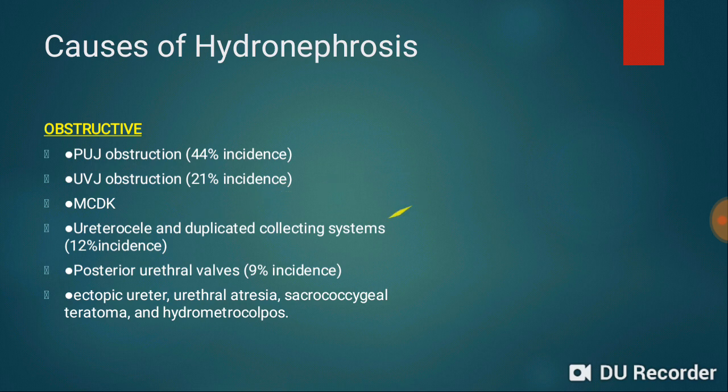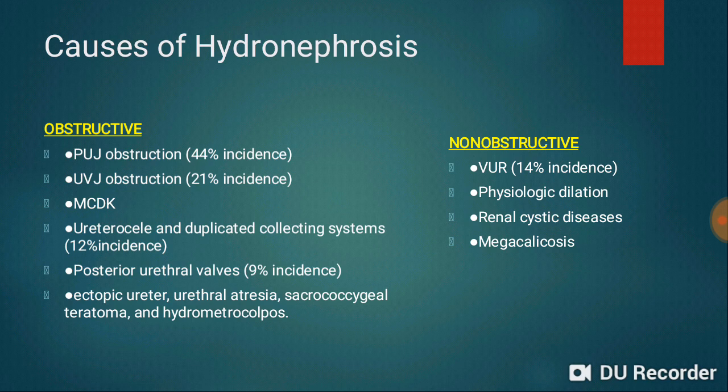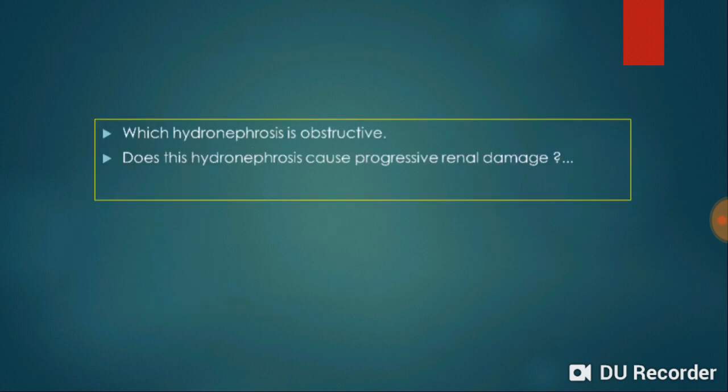Ureterocele and duplicated collecting system occur in up to 12% of cases. Posterior urethral valve accounts for 9%. Ectopic ureter, urethral atresia, sacrococcygeal teratoma, and hydrometrocolpos can also be obstructive causes. Coming to non-obstructive causes, it can be vesico-ureteric reflux, physiological dilatation of the urinary pelvis, renal cystic diseases, and megacalicosis. So these are the causes of hydronephrosis.